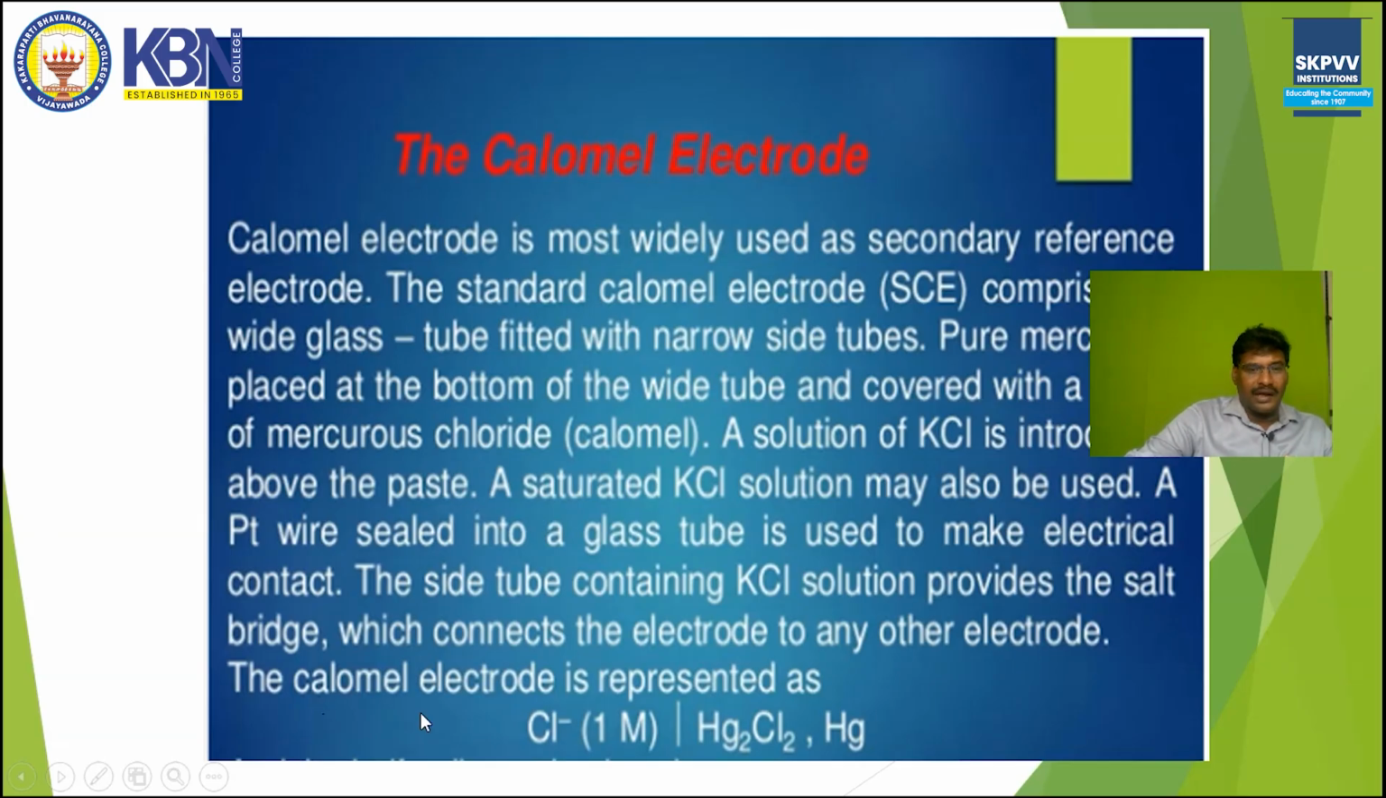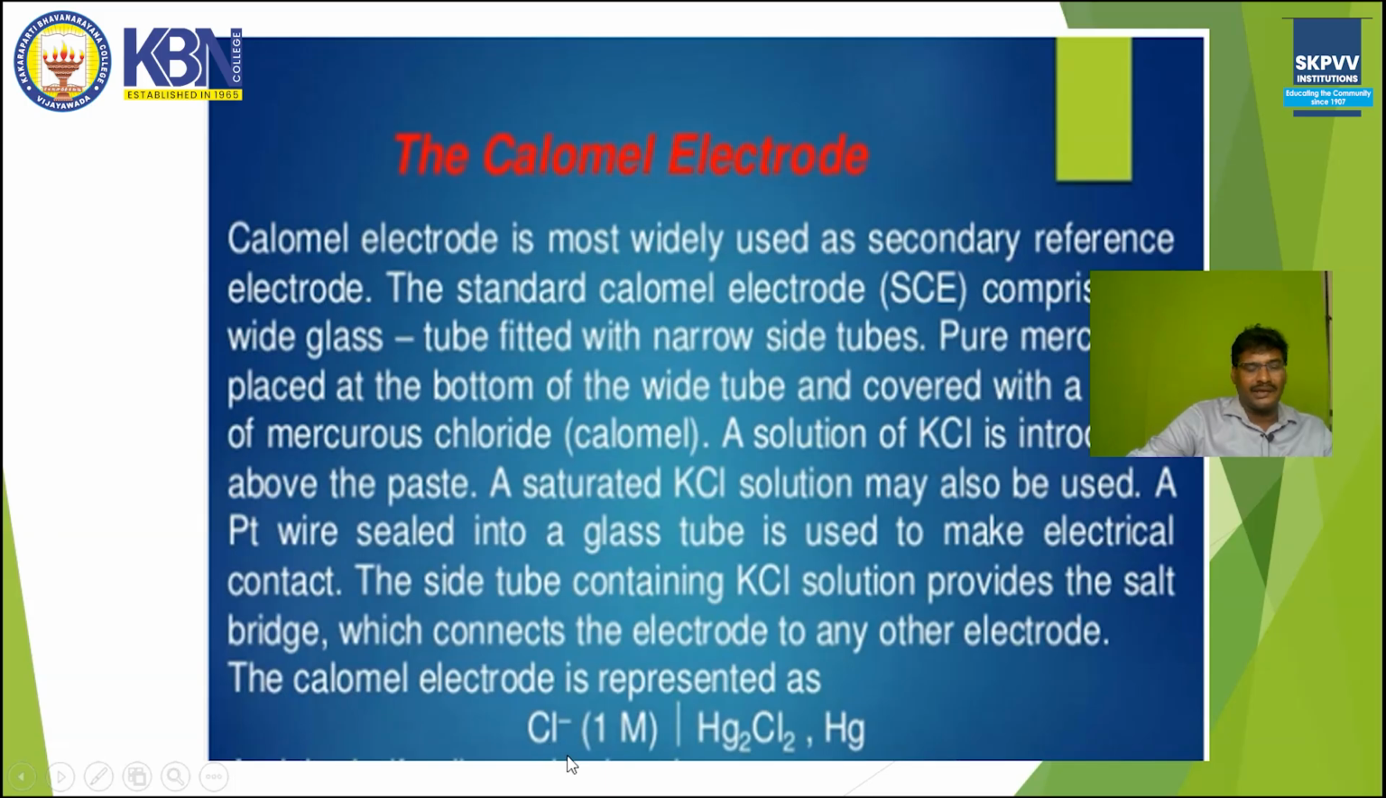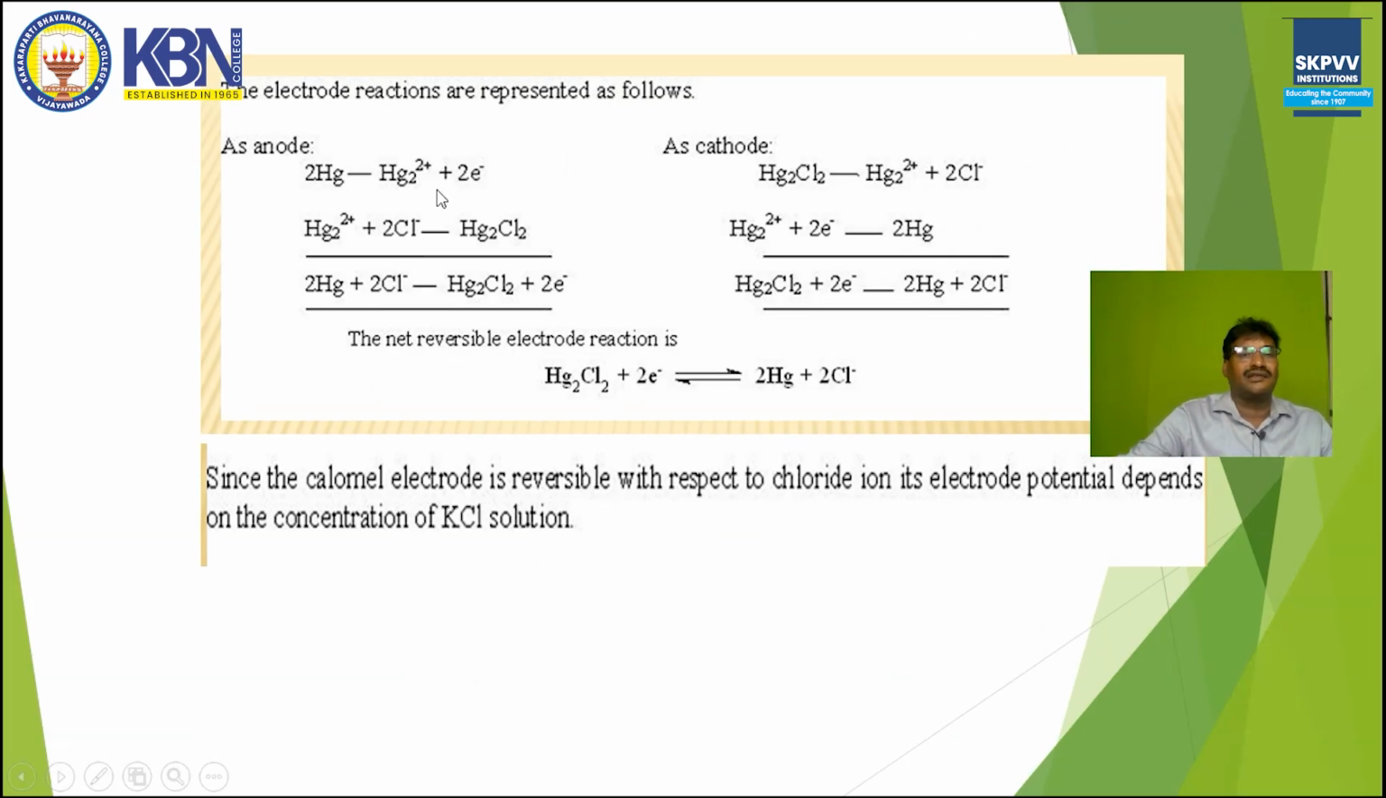The calomel electrode is represented as Cl⁻ | KCl (1 M) | Hg2Cl2 | Hg. This is the representation of the calomel electrode. What are the reactions that take place in the calomel electrode? Here, these are the reactions that take place.